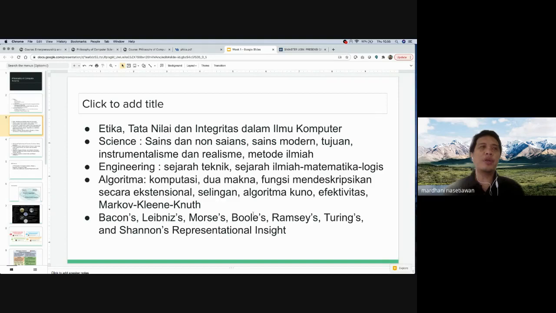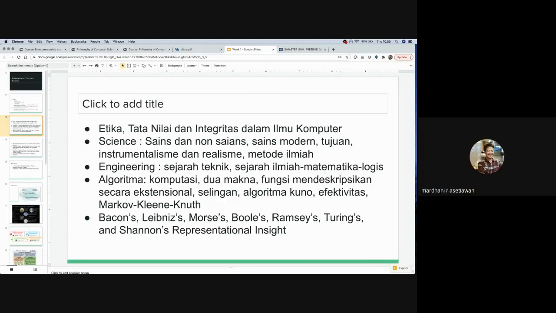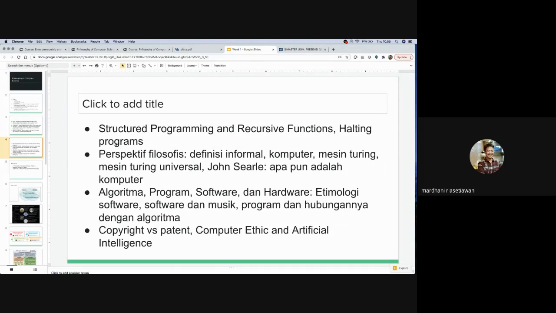Maybe you already know about Turing, he is very famous, but you need to know about Morse, also Ramsey, Bacon, and also the others. And this will be discussed in the programming topics. We will also discuss the structure of philosophy where we have programming, because programming itself has what I call a philosophy.